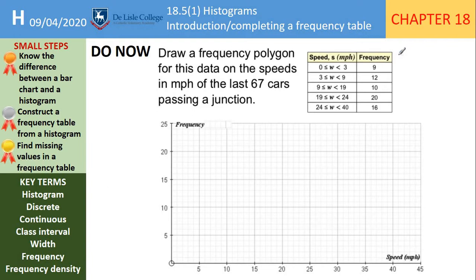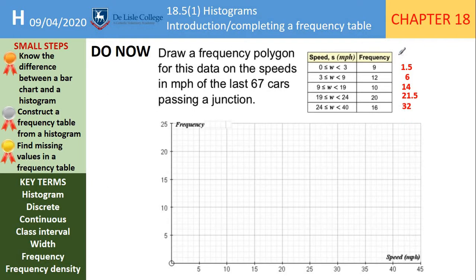Remember, to draw a frequency polygon you are plotting the frequencies at the midpoint of the data, so the midpoint of the speeds. Firstly, you needed to work out the midpoints. The midpoint between 0 and 3 is 1.5. If the numbers are tricky, you can add them together: 0 plus 3 is 3, and half it to give 1.5. The midpoint between 3 and 9 is 6. Again, 3 plus 9 is 12, divided by 2 is 6. The other midpoints are 14, 21.5 and 32.